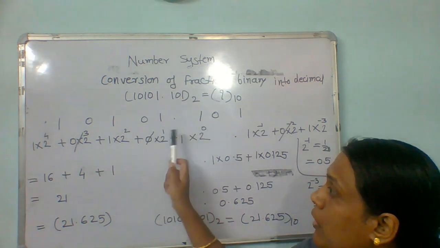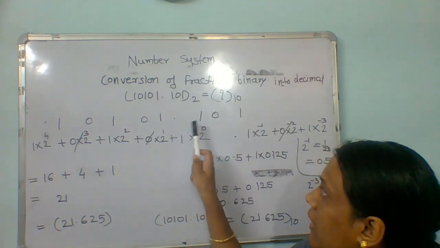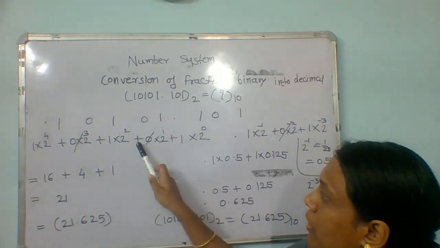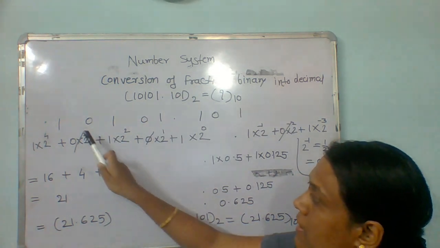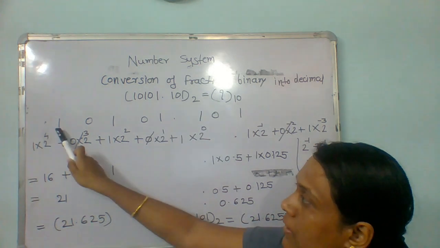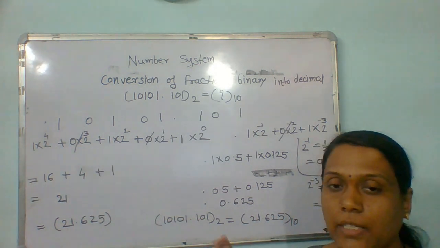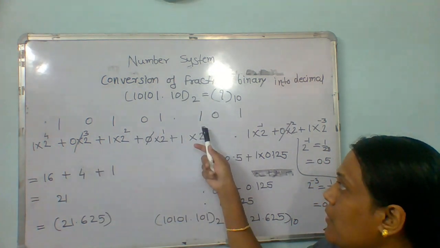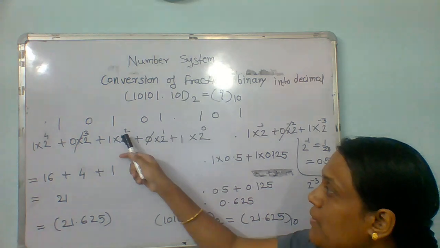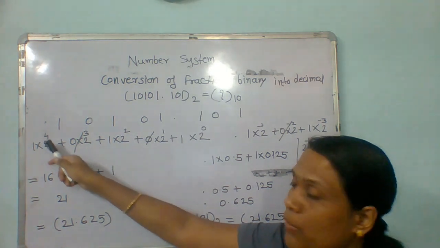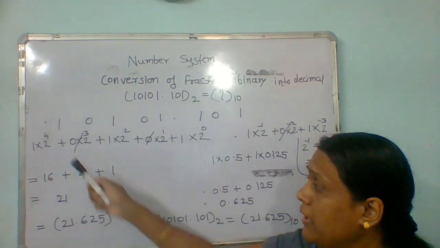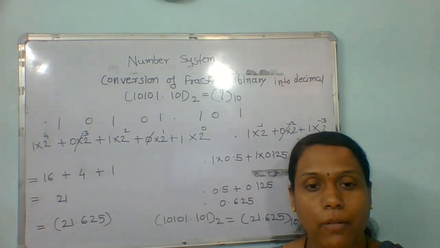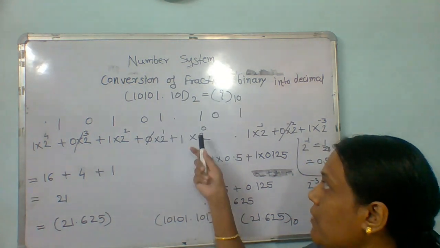So base is 2. So that 1 in that is 1 into 2 plus this 0 into 2 plus this 1 into 2 plus this 0 into 2 plus this 1 into 2. Then start giving the power from right to left starting with 0. So 2 raised to 0, 2 raised to 1, 2 raised to 2, 2 raised to 3 and 2 raised to 4. Now the number which multiplies with the 0, that we cut out, because any number multiplied with 0 comes 0.